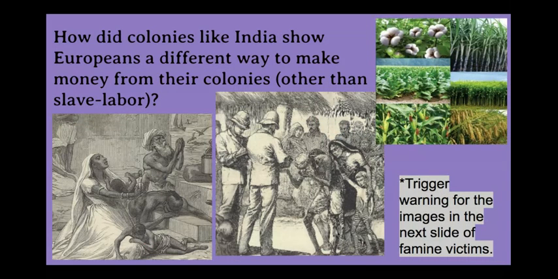Next question. On the other side of the globe, how did colonies like India show Europeans a different way to make money from their colonies, something other than just using slave labor on plantations? The way the British manipulated India was a lot more sophisticated than the way they used African slaves originally in their colonies in America. Britain took over more and more areas of India and used indirect control and commercial colonialism to manipulate the people and the resources of India.